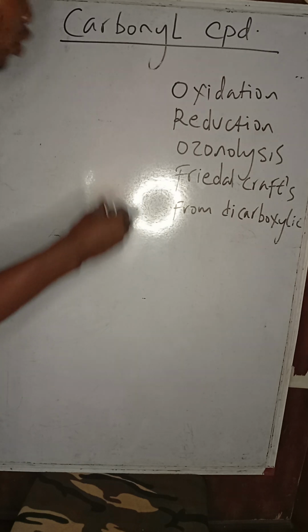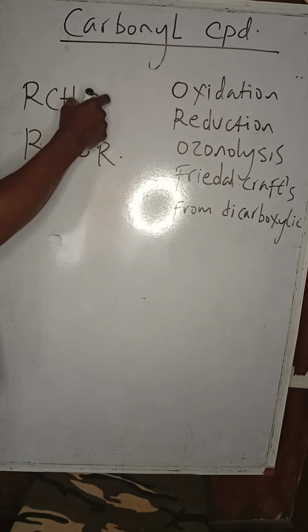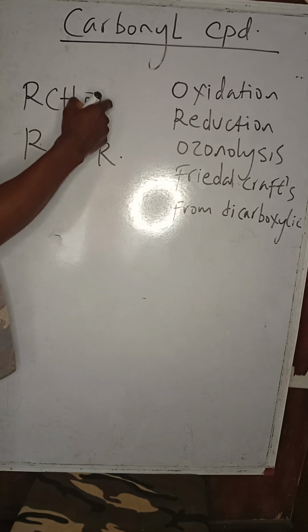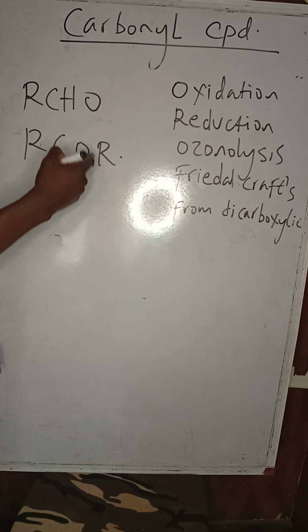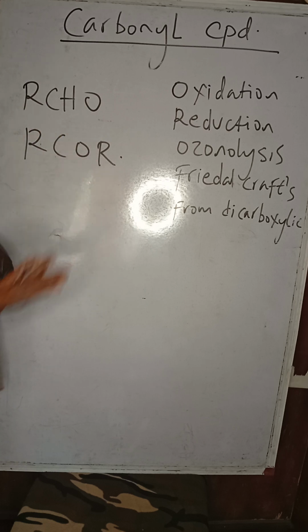Now, carbonyl compounds are in two classes. We have the RCHO group and the RCOR group. The RCHO group is called aldehydes, while these ones are called ketones. Instead of aldehydes, we call them alkanals using the IUPAC system of naming, while we call these alkanones. Basically, today we'll look at the preparations and the nomenclature. In our next class, we'll look at the chemical properties which they can undergo and their uses probably.